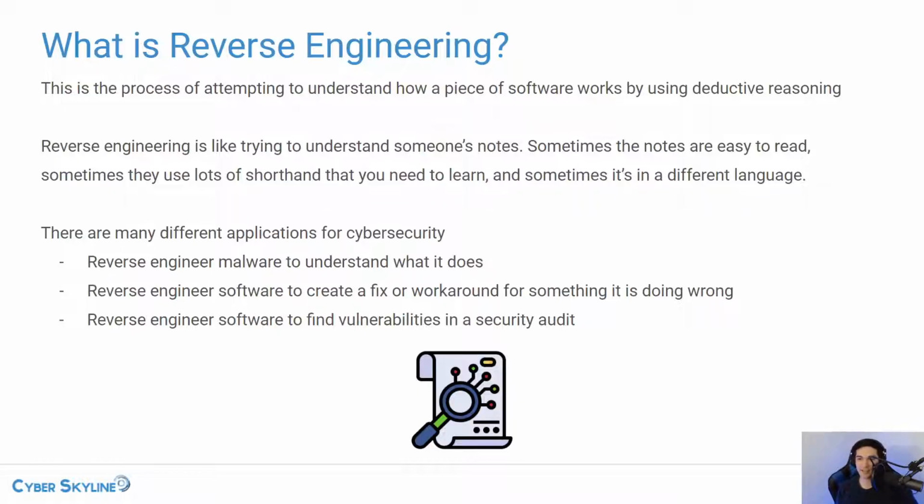Another use case is using reverse engineering to create a fix or workaround for some software which is wonky. So you might see this in enterprises which are using some old software. If someone wrote code like 10, 20 years ago, they're no longer with the company, or maybe you bought it from a vendor and the vendor is no longer providing support for that software, but that software is critical for the functioning of your IT environment.